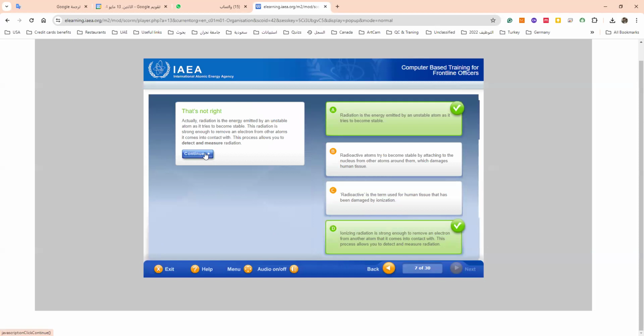Okay, this is not right. And the right answers are A and D. Radiation is energy emitted by an unstable atom as it tries to become stable, and ionizing radiation is strong enough to remove an electron from another atom that has come into contact with it. This process allows you to detect and measure radiation.